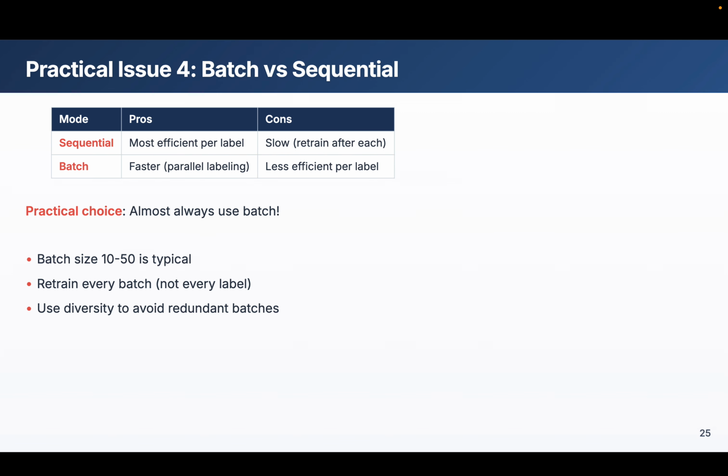Finally, we have to think about batch versus sequential, and once we think about batch versus sequential, we'll also have to think about diversity versus just the most uncertain, so that we have some amount of variability in the batch and it's not all the same set of examples.